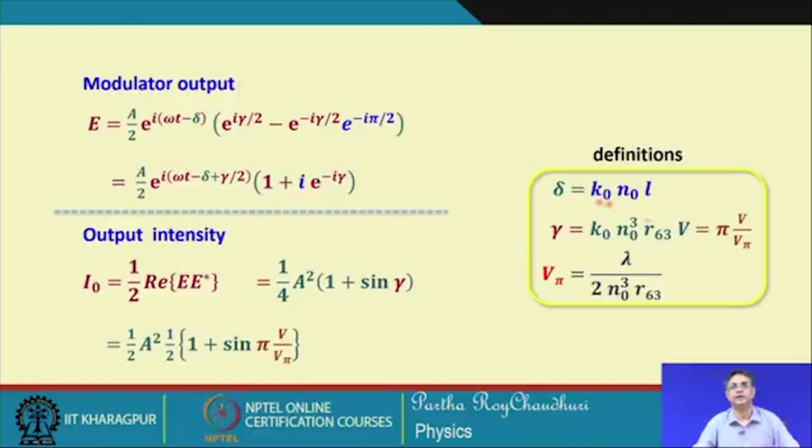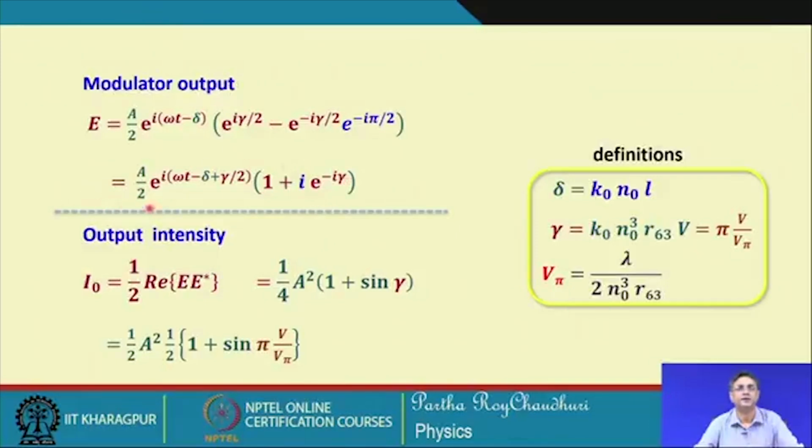So, let us look at this basic calculation, the mathematics, which gives us this clarity: E equal to A by 2 e to the power of i omega t. Now, with the insertion of this quarter wave plate, I have this additional phase which can be attached to either of the polarizations. So, we can write this equation in this form: 1 plus i e to the power of i delta.